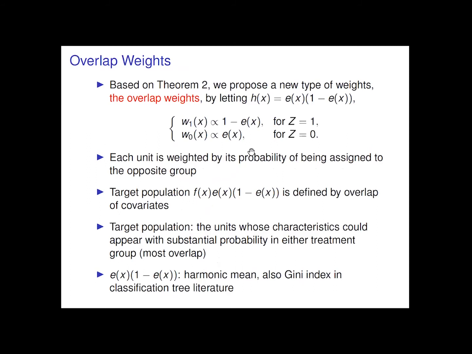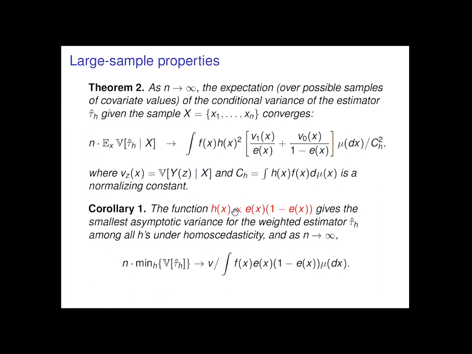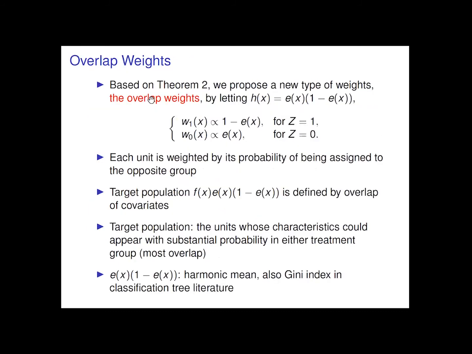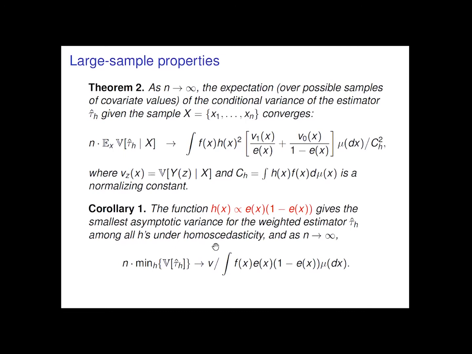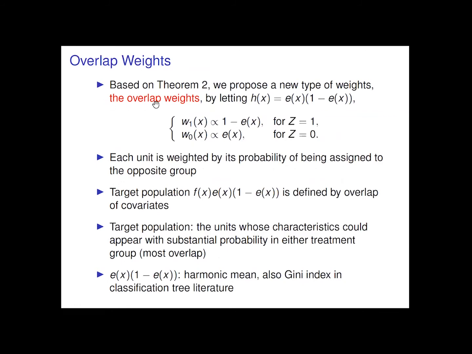I will get to more of what this means scientifically. Based on this result, we can define a new type of weights. We call them overlap weights. Given h(x) equals this, the weights are no longer inverse. They are proportional to this, because you have to normalize them. So this essentially weights each person by their probability of being assigned to the opposite group. It's no longer the inverse, but the probability of assignment to the opposite group.